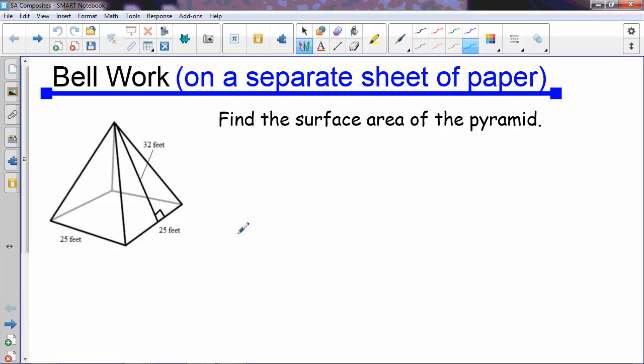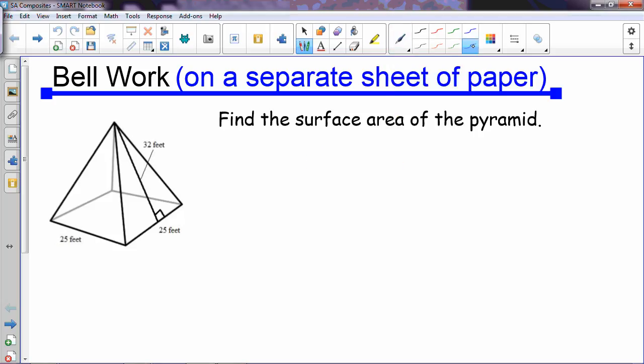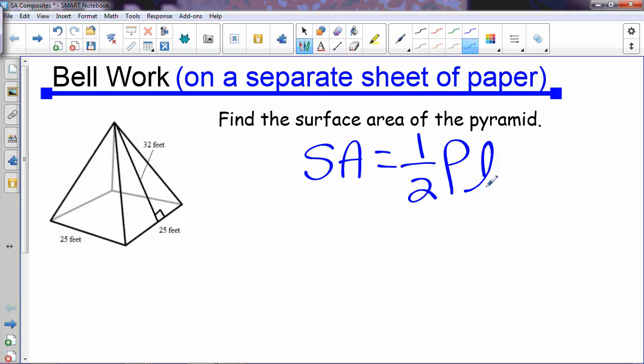First thing we're going to do is find the surface area of this pyramid. Our surface area formula for a pyramid is surface area equals 1/2 perimeter slant height plus capital B, which is the area of your base. So first, looking at this pyramid, the base of the pyramid is a square, so that makes it a square pyramid. So all of our capital P and capital B information are going to come from this square.